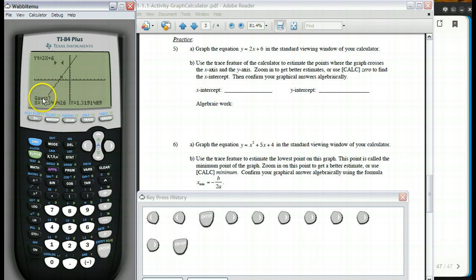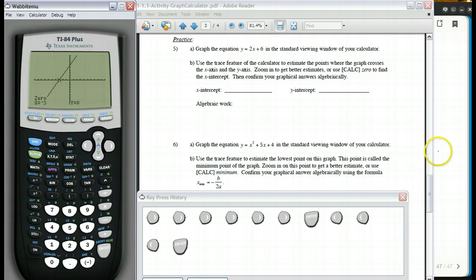The last thing it asks for is a guess. You can get as close as you like, or you can just hit the enter button. It doesn't matter. Aha! We've found an x-intercept, because that's exactly when y is 0, and that's a point on the graph. The ordered pair for the x-intercept is (-3, 0). And so that answers this question.